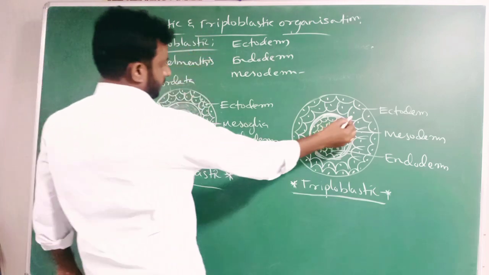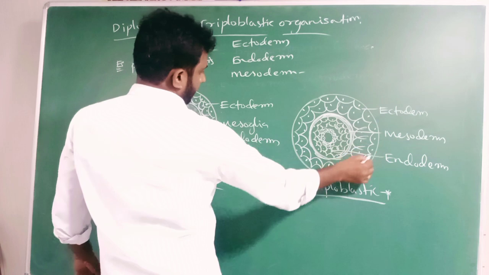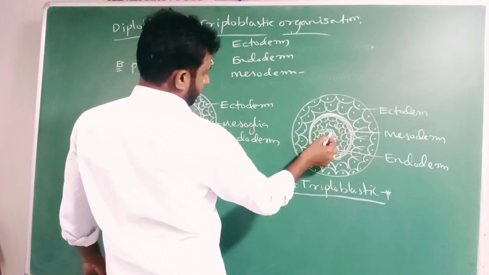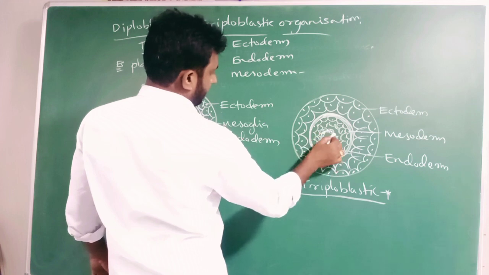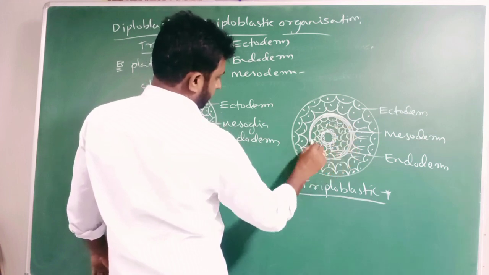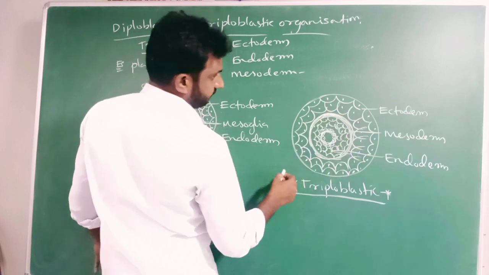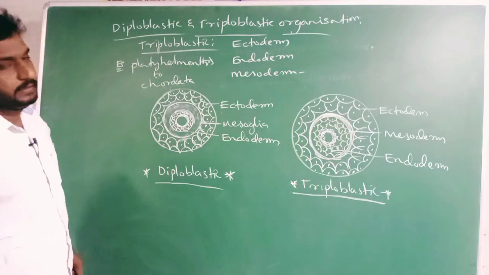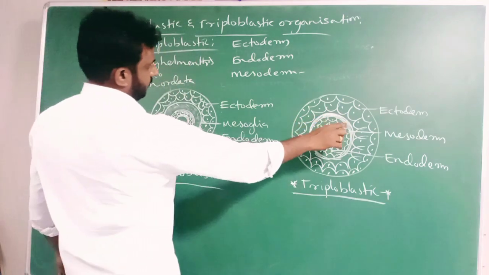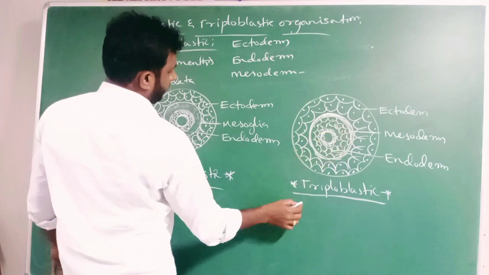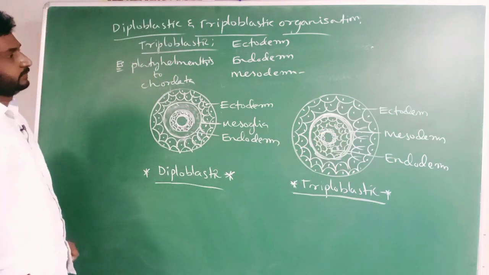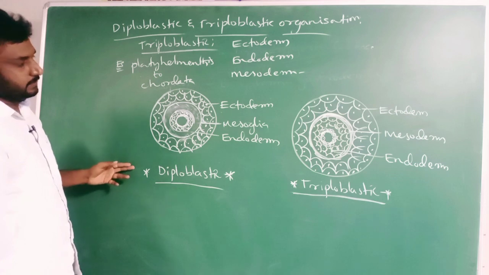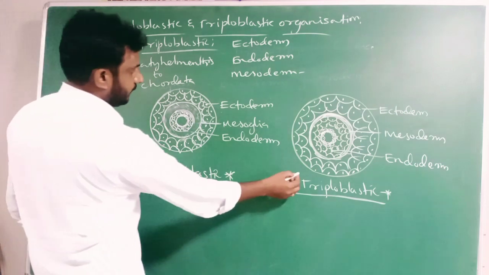This one is ectoderm, which covers the outer lining of the body wall. Then endoderm covers the lining of the gut. Then mesoderm forms the body cavity in some. Three primary germ layers are present in the triploblastic animals. Diploblastic has only two primary germ layers. Triploblastic has three primary germ layers.